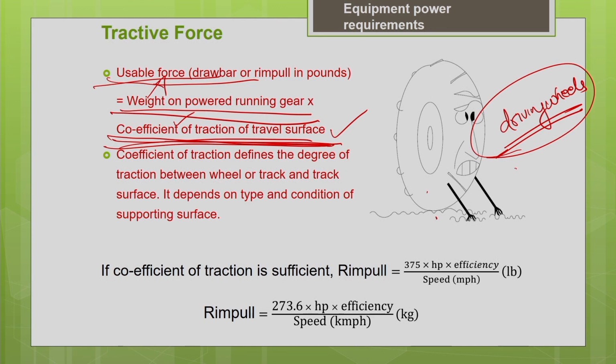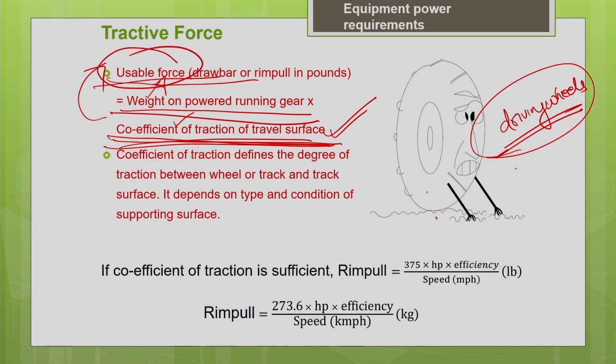So what is the weight of the vehicle which is transmitted on the driving wheels? That is only important to us. That is used in the estimation of the usable force. So usable force is nothing but the weight on the powered running gear multiplied by the coefficient of traction of the travel surface. So the greater the coefficient of traction of a travel surface, obviously the usable force generated is going to be greater.